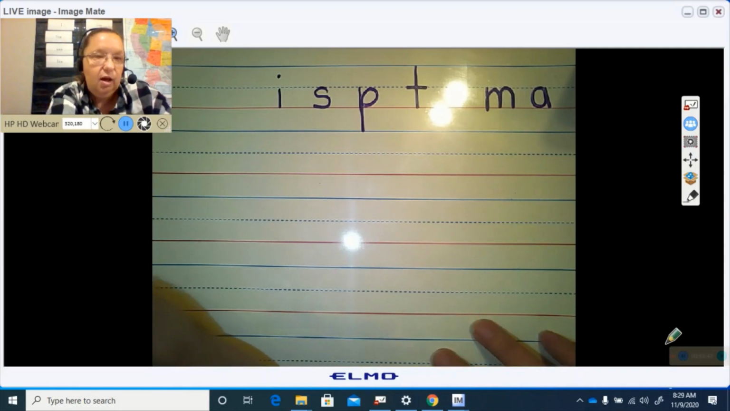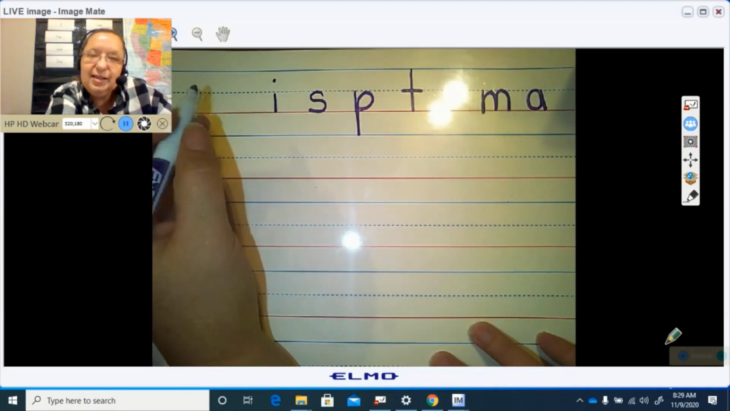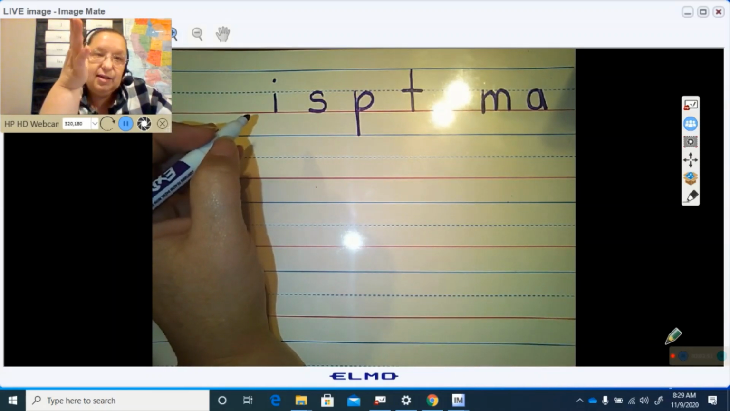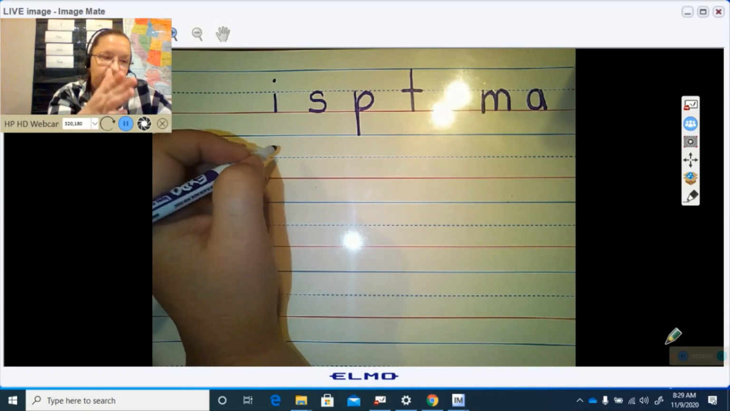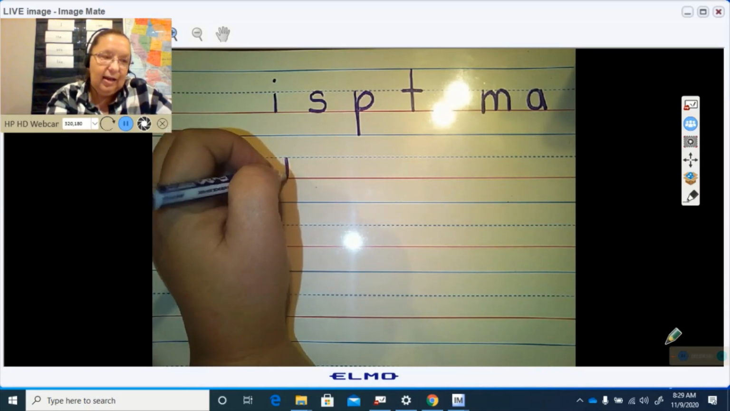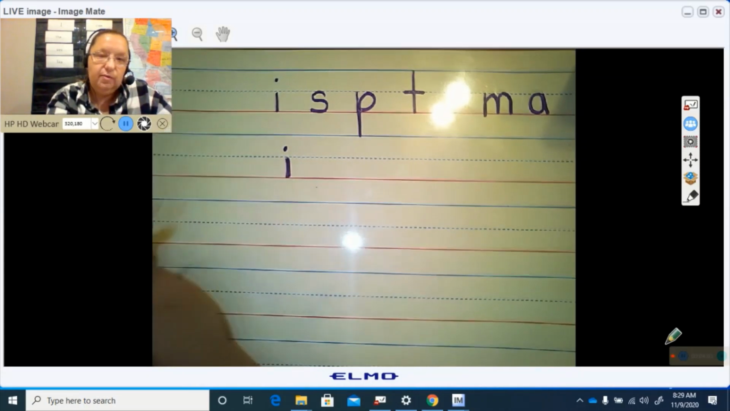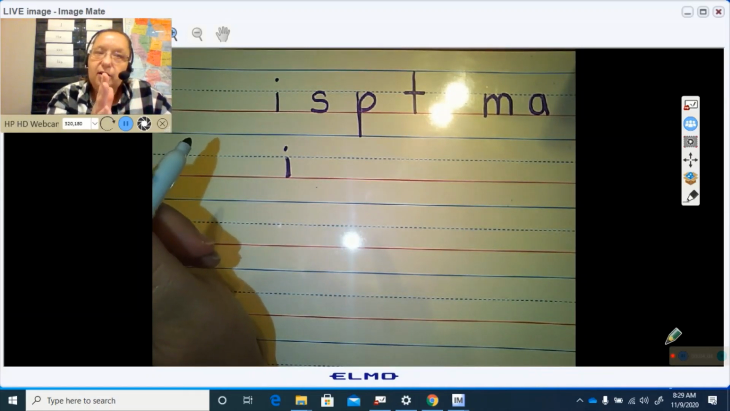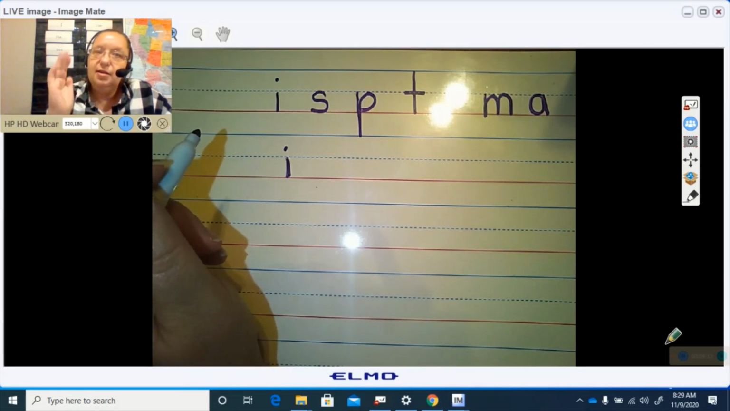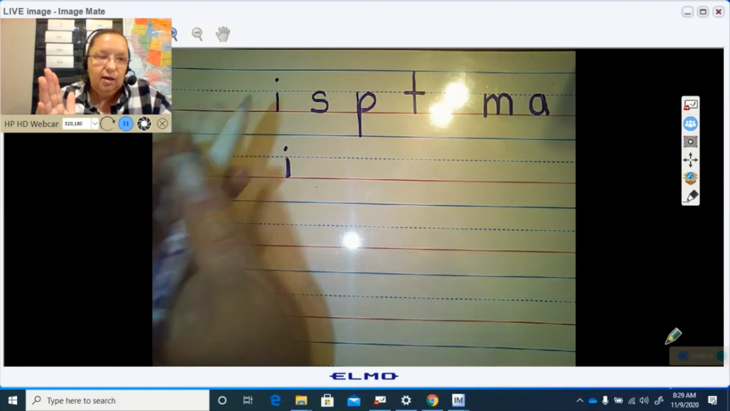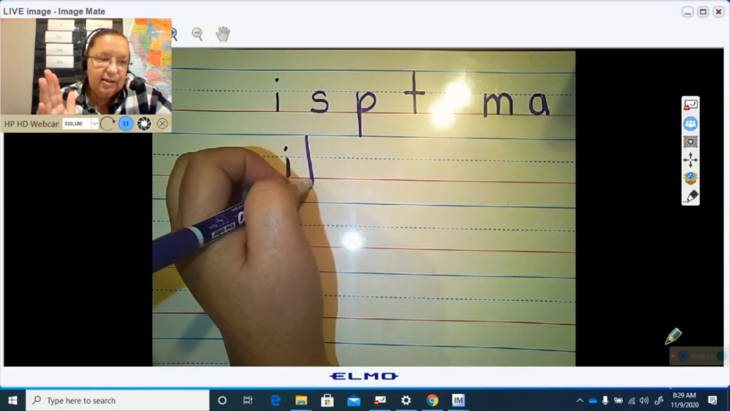It. Which letter makes the I sound? I is at the beginning, so the beginning sound is the one we want first. Which letter makes the I sound? The I makes the I sound. Which letter makes the T sound? We have I, T. The T makes the T sound.